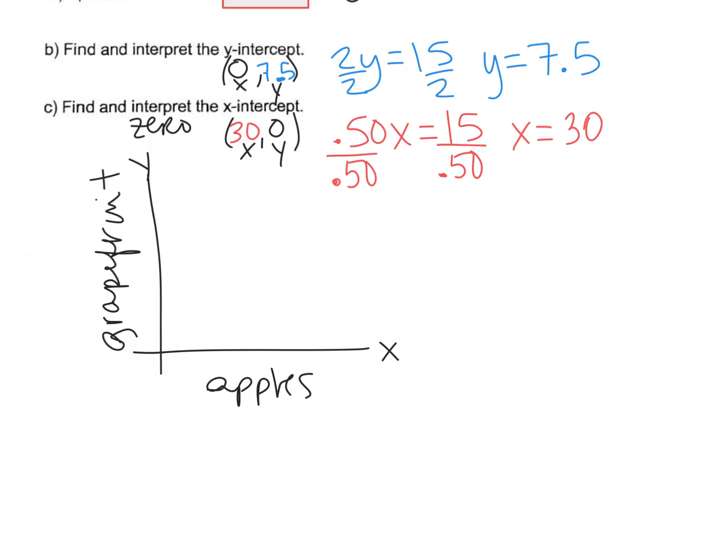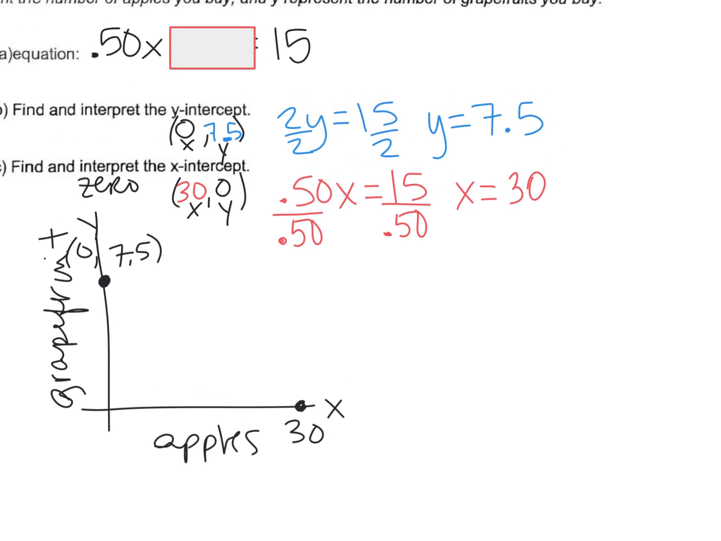Because I want you to see visually what that means. So we were at, on the grapefruit, 0, 7.5. And on the apples, we were way over here at 30. So I want you to think about what these numbers mean. If I'm at 0, 7.5, that means that I have bought how many apples? How many apples? What was my X? So I've bought 0 apples and 7.5 grapefruit. I'm gonna write GF because I don't like to write words out.